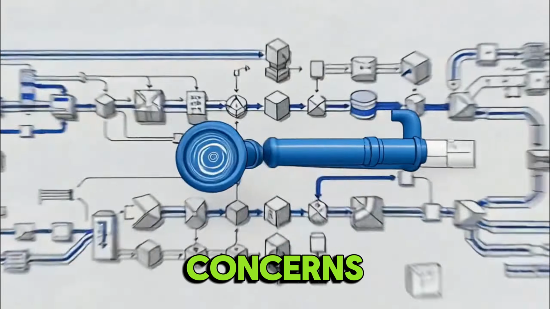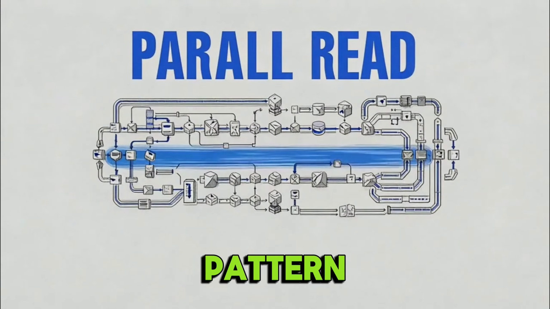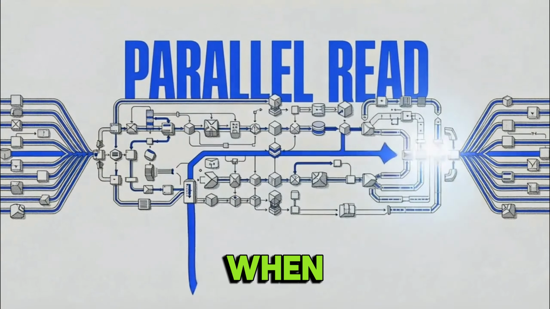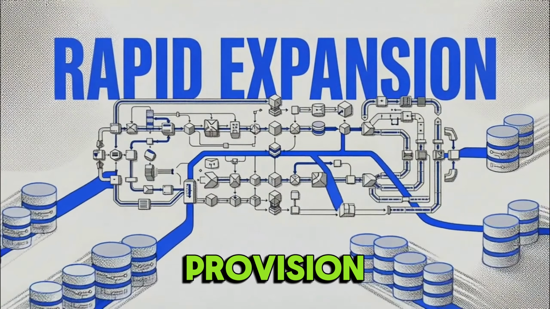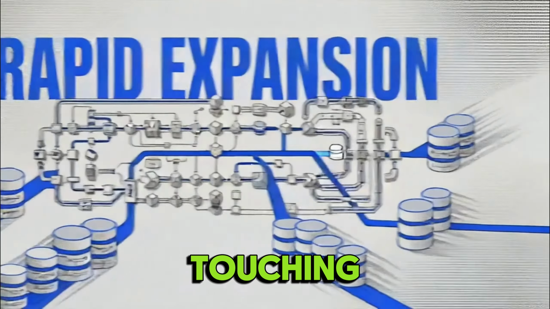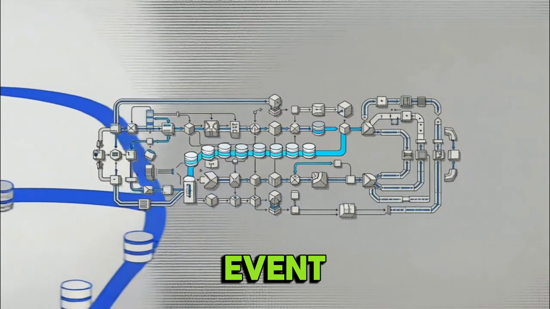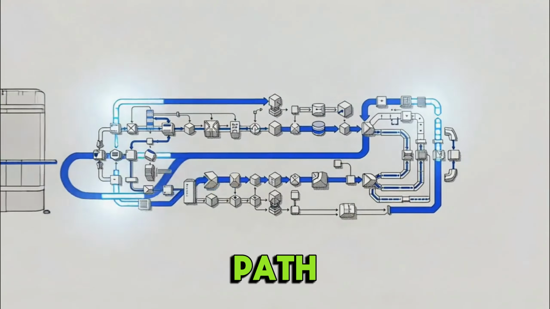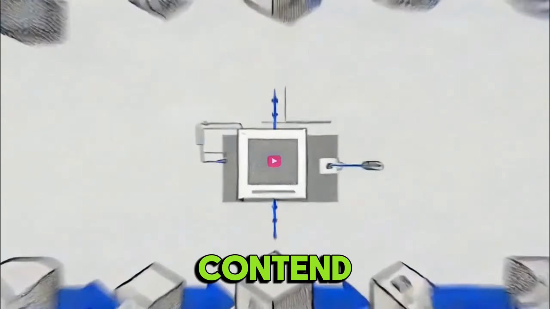By separating these concerns through the CQRS pattern, Netflix scales the read side completely independently from the write side. When recommendation queries spike, they provision more read replicas without touching the write pipeline. When playback event writes spike, they scale the write infrastructure without affecting the read path. The two operations never contend with each other.